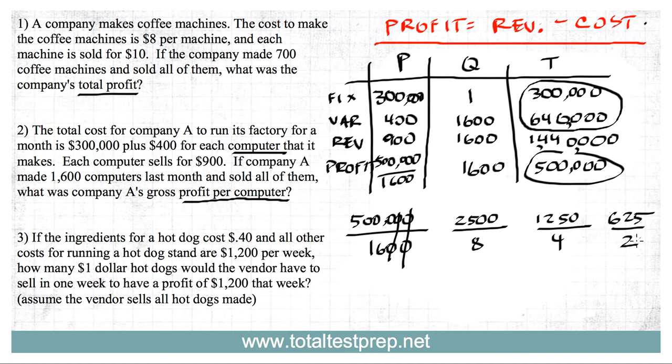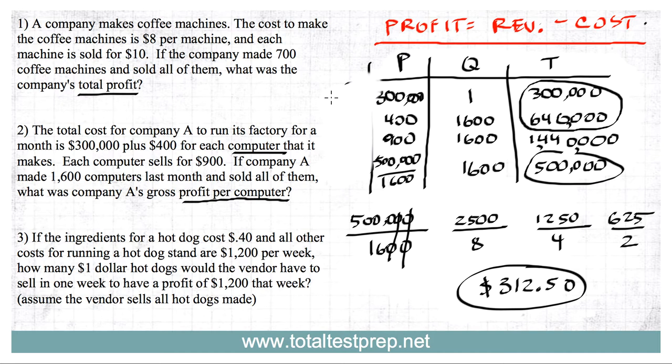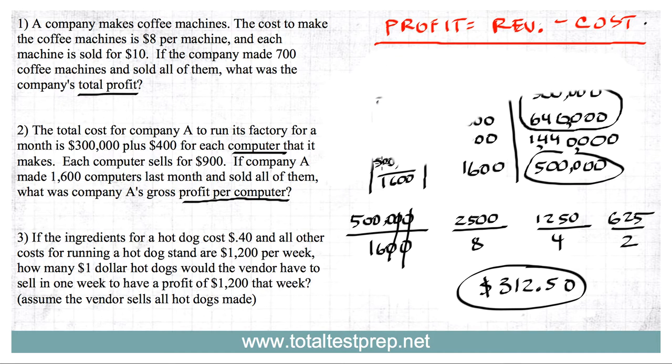And then to get this as a decimal, 2 into 625. 2 into 600 is 300. 2 into 25 is 12.5. So we have 312.5, or $312.50 is the profit per computer. And let's do the last question, which is one that's going to involve a little bit of algebra. So let me just clear this.